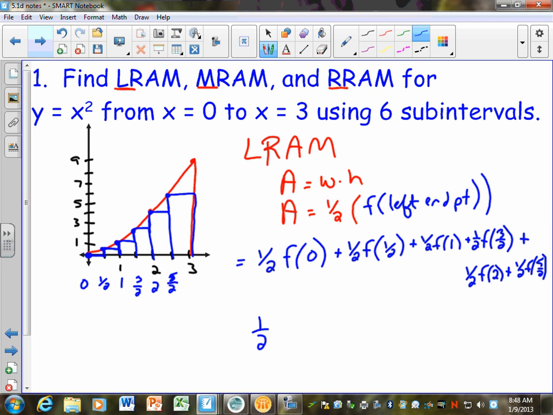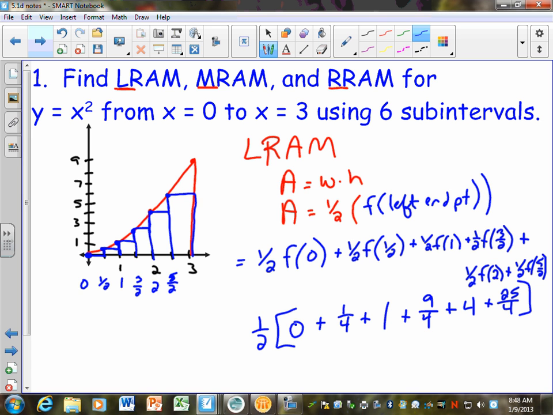Just like yesterday, since they all have a 1/2 in it, if I wanted to, could I pull that 1/2 out and do that at the end? You don't have to, but since they all have a 1/2 in them, since all the widths are the same, that works out really nice. And now I'm just going to plug in each of those points into my formula up here. So I'm going to get 0 squared, which is 0, plus 1/2 squared, which is 1/4, plus 1, 3/2 squared is 9/4, plus 2 squared is 4, plus 25/4.